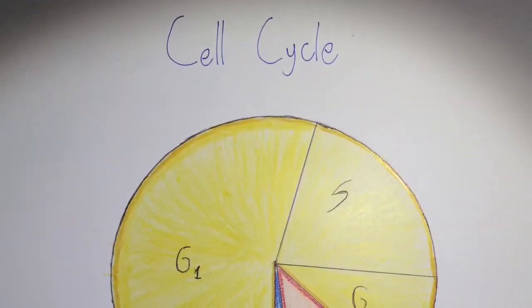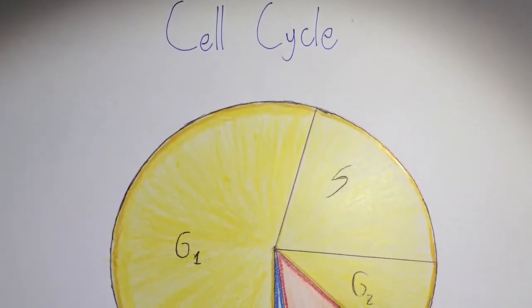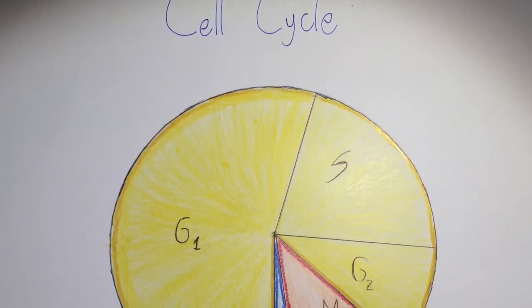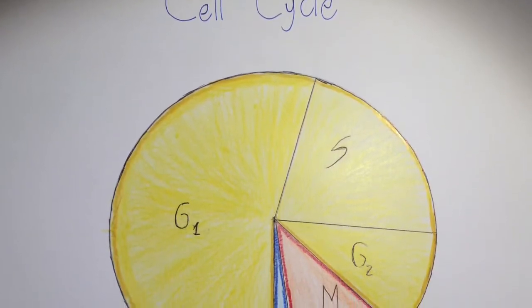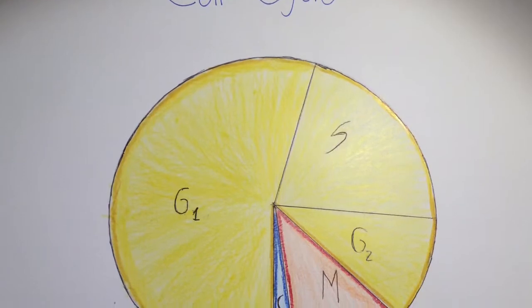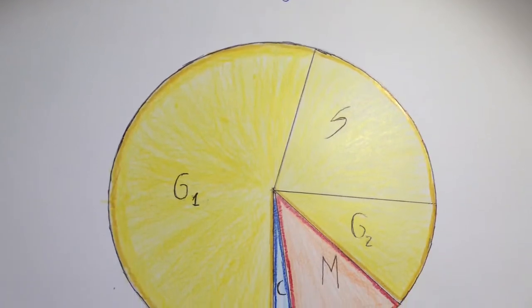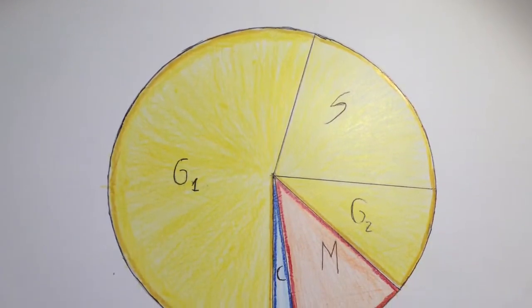The cell cycle is a series of events that happen during the lifetime of the cell until it gives birth to two new identical cells. First is the interphase, which is divided into G1, S, and G2.